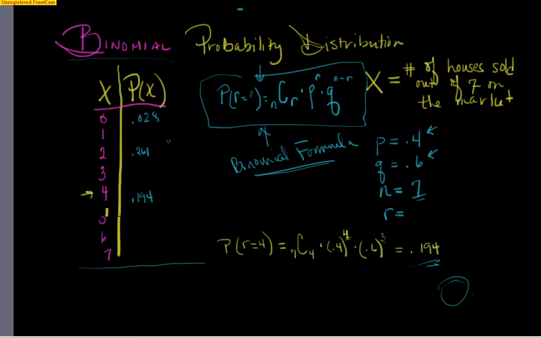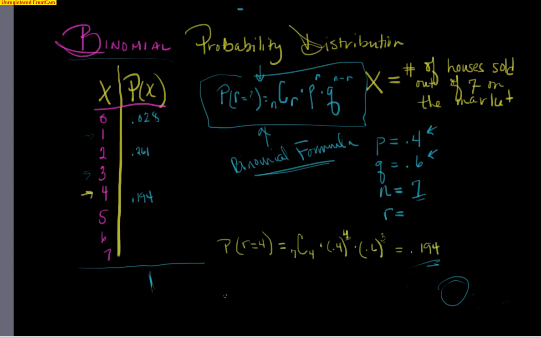So we figured out 3 of the probabilities. We could continue on and figure out the probability she sells exactly 1 house, exactly 3 houses, and so on. And I think you should practice that. And then just remember that those probabilities should all add up to 1.